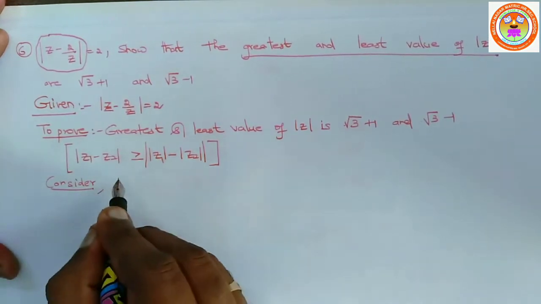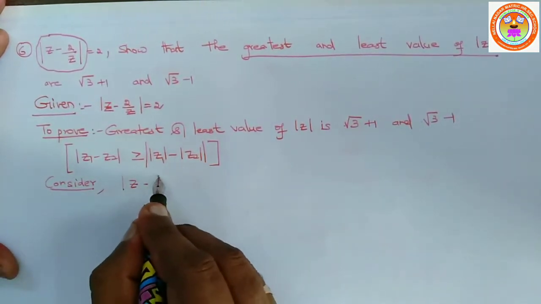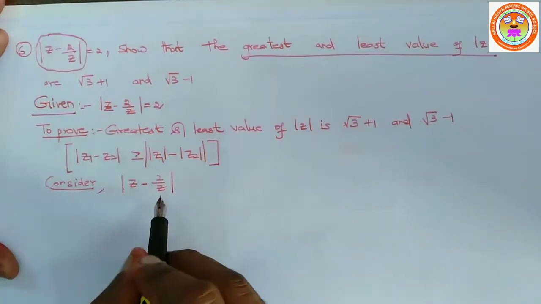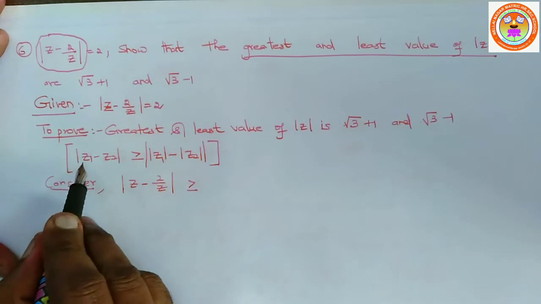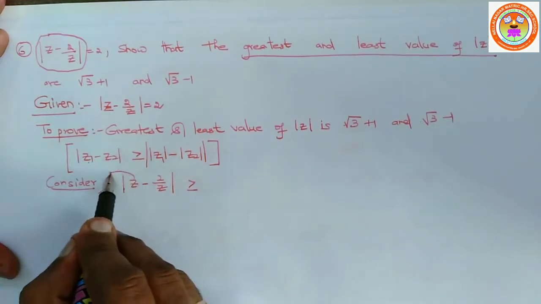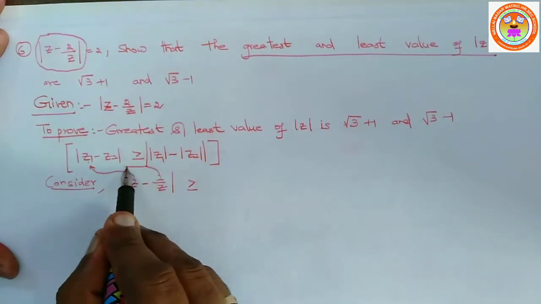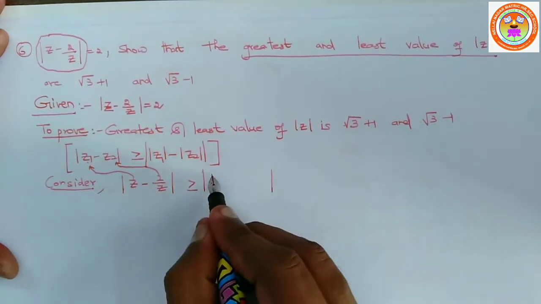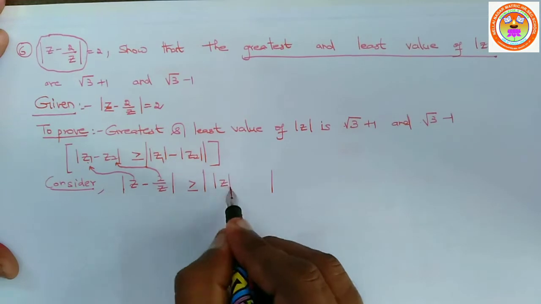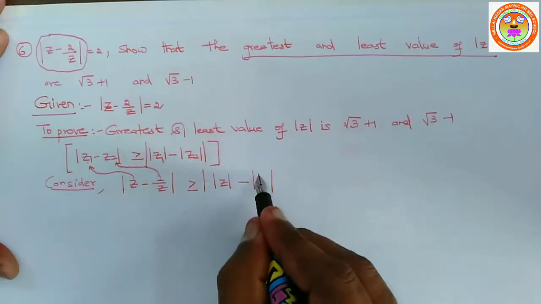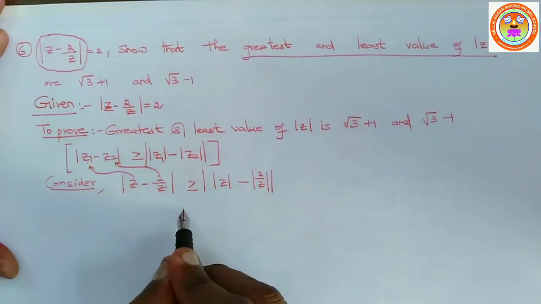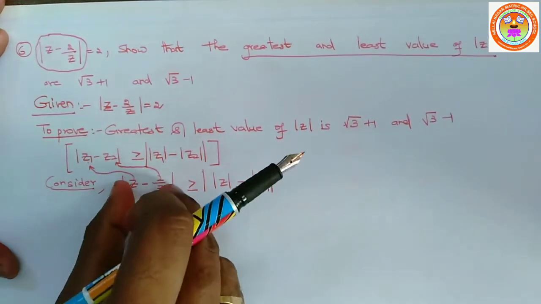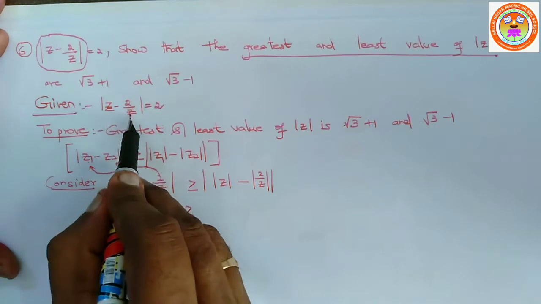What do I need to consider? Modulus of z minus 2 by z. So apply the above property here. It is greater than or equal to the whole modulus of modulus z1 minus modulus z2. Here z is z1 and 2 by z is z2. So z1 is modulus of z, minus modulus of 2 by z. Now the left value is nothing but 2. Given here, modulus of z minus 2 by z is equal to 2.